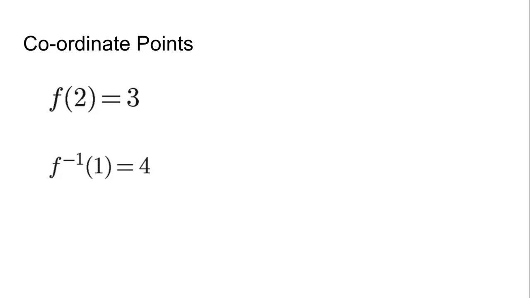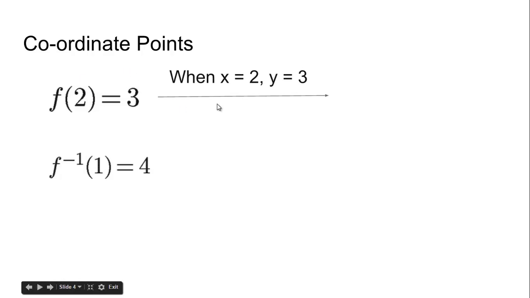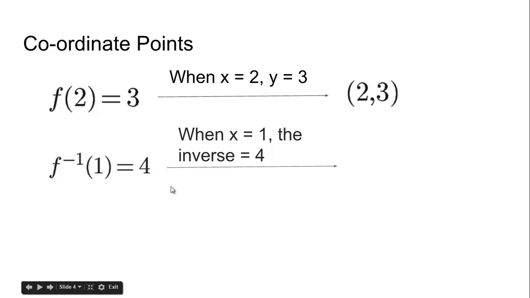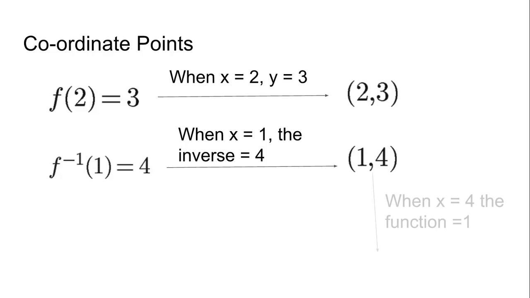For coordinate points, if you ever see something like this, remember from function notation, this means when the input's 2, the output's 3. And so when x equals 2, y equals 3, so you have a coordinate at (2, 3). But this is a little bit different. This is saying when x equals 1, the inverse is 4. And so that means that the inverse has a point (1, 4). But when x equals 4, the function is 1, and the function has the point (4, 1). And so we just switch the coordinates, and that's one of the points on the function.